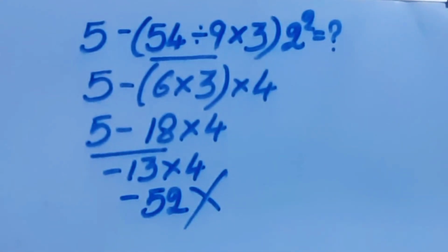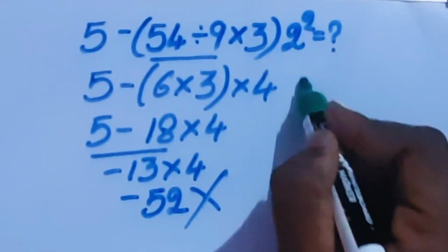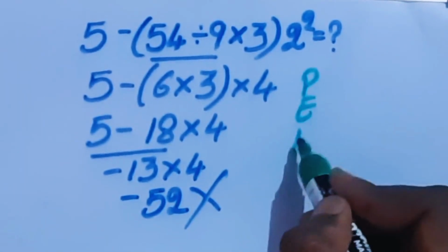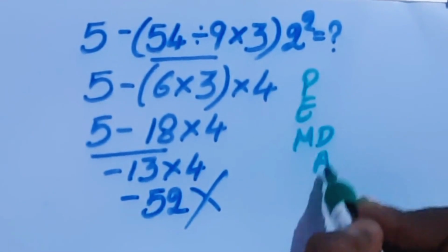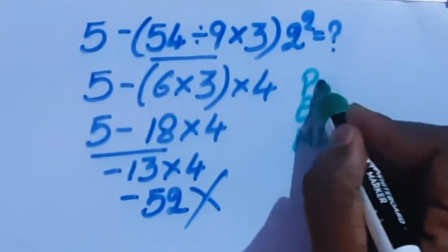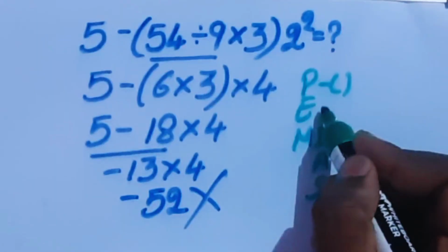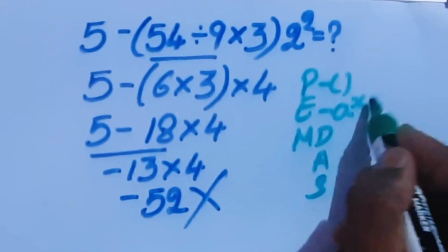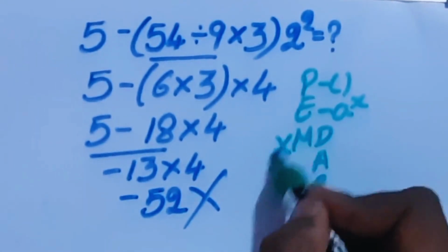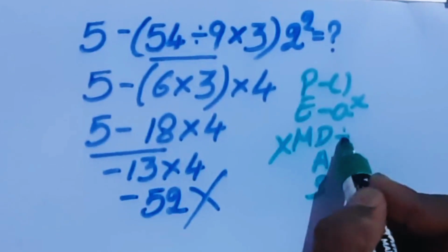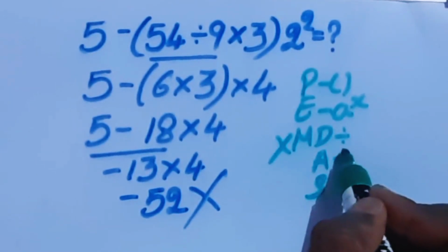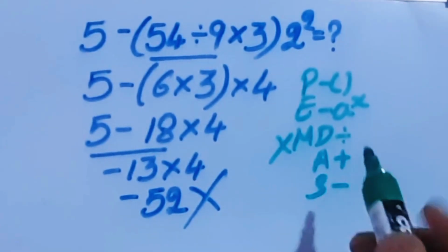Now we are going to introduce that PEMDAS rule from order of operations. Here this is a bracket, higher priority than other operations. This is exponent. Here M stands for multiplication, D stands for division, A stands for addition, S stands for subtraction.